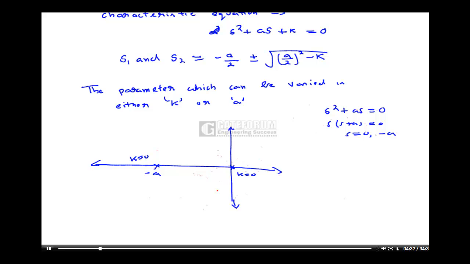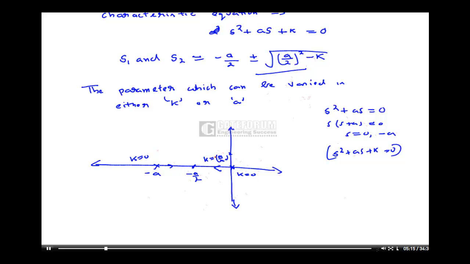Now if I increase the value of K, then what will happen? S square plus AS plus K will equal 0, for which I have found my roots like this. If I increase K, the roots will try to come closer and closer. This root will start moving towards this, and this root will start moving towards this. At some point when K value is equal to (A by 2) whole square, the root will be at the middle, so it is minus A by 2.